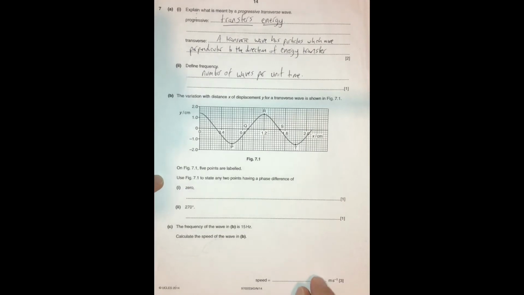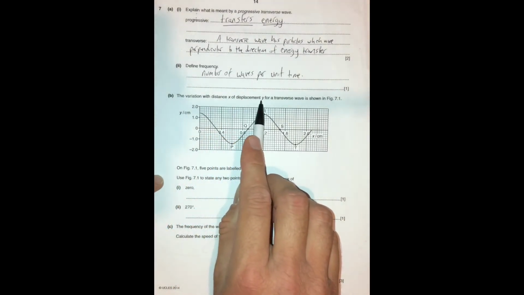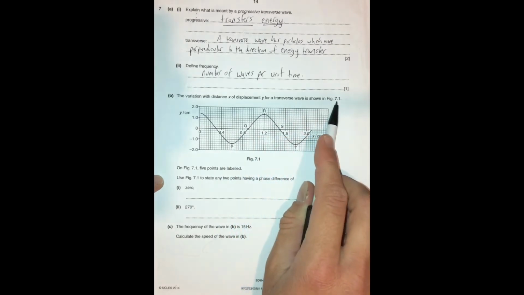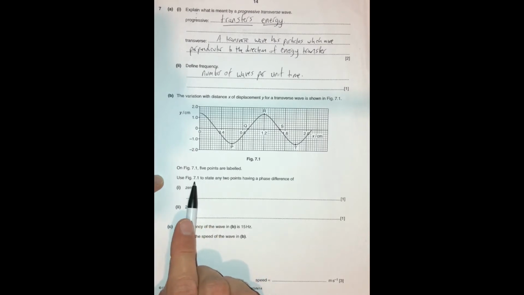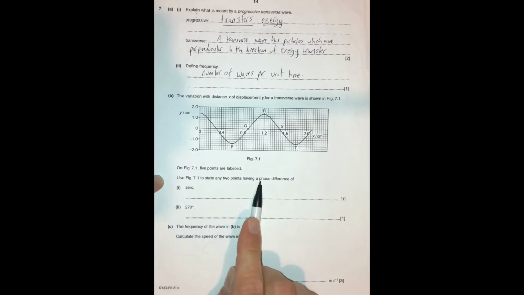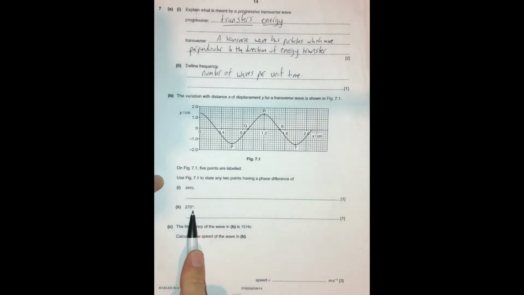All right. Now here it says the variation with distance x of the displacement y for a transverse wave is shown in figure 7.1. On figure 7.1, 5 points are labeled. Use figure 7.1 to state any 2 points having a phase difference of 0 and 270 degrees.